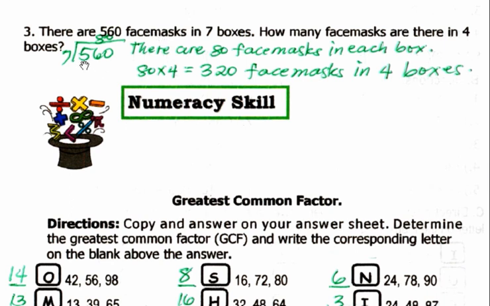So this is simply equal to 560 divided by 7 boxes. And 56 divided by 7 is 8. Then 8 times 7, we have 56 here, and annex the 0. So there are 80 face masks in each box. Now what is asked of us is how many face masks are there in 4 boxes. So the 80 face masks in one box, you multiply it by 4 boxes. So there will be 320 face masks in 4 boxes. That concludes our problem solving.